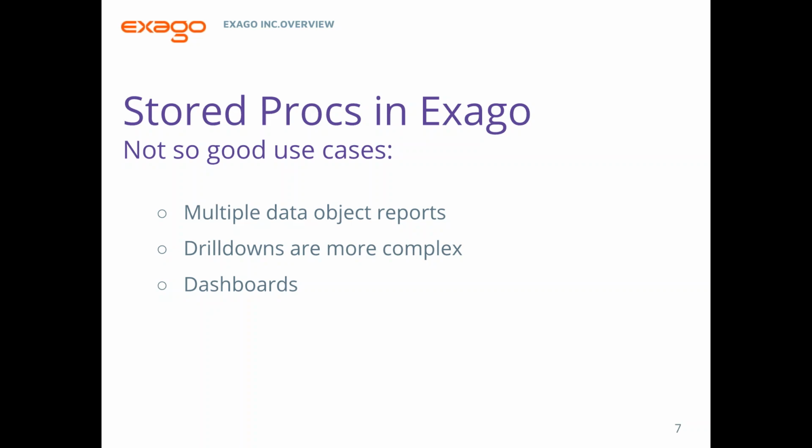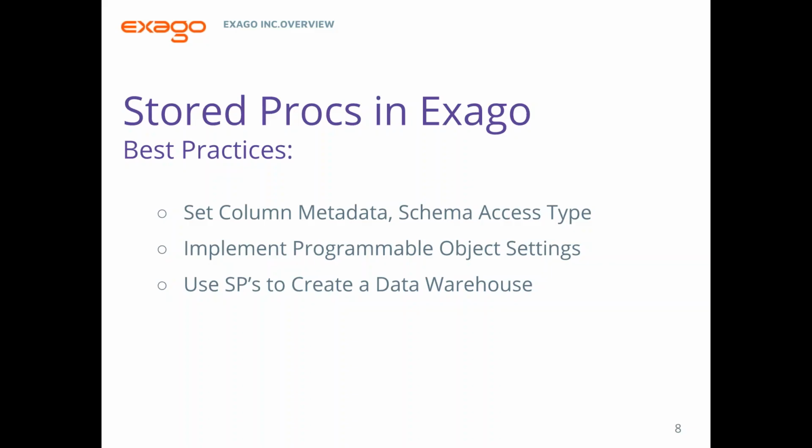So with some of these things in mind, there's a couple best practices that we really want to touch on here to ensure that, if we find a good use case for a stored procedure, we go about implementing it the right way to take advantage of all the things we have in Exago. The first real key is that we want to make sure we set column metadata for every stored procedure we add, and additionally, we modify our schema access type to be metadata. What this will do for us is it mitigates the total number of calls to the stored procedure in general by saying whenever I need to get just the schema information, get it from the metadata instead of going and hitting the data source again.